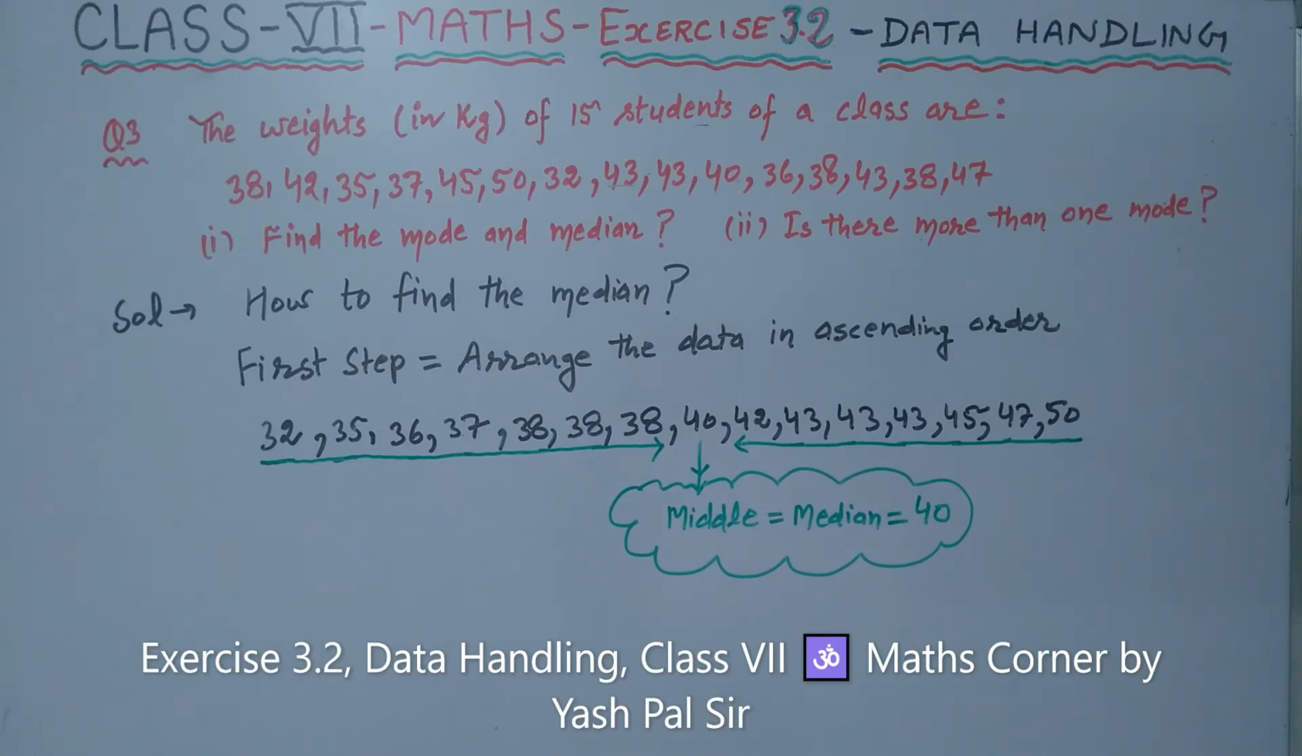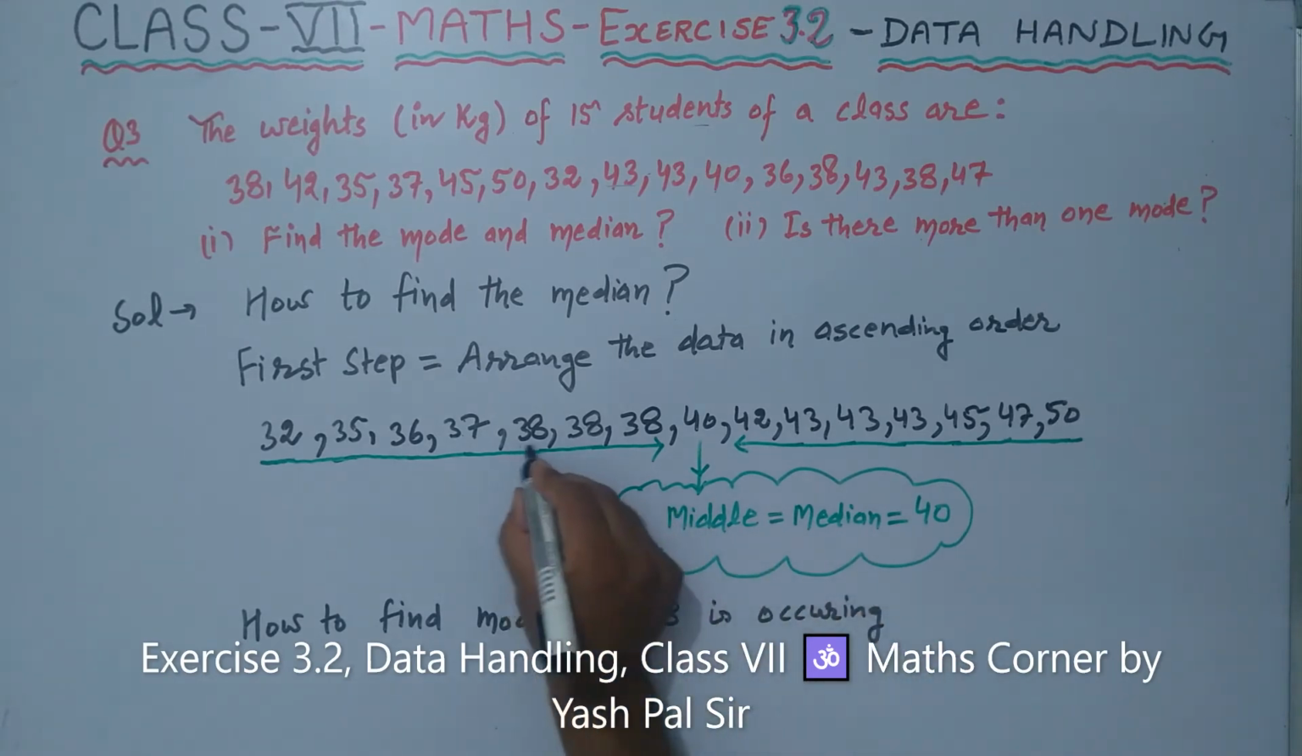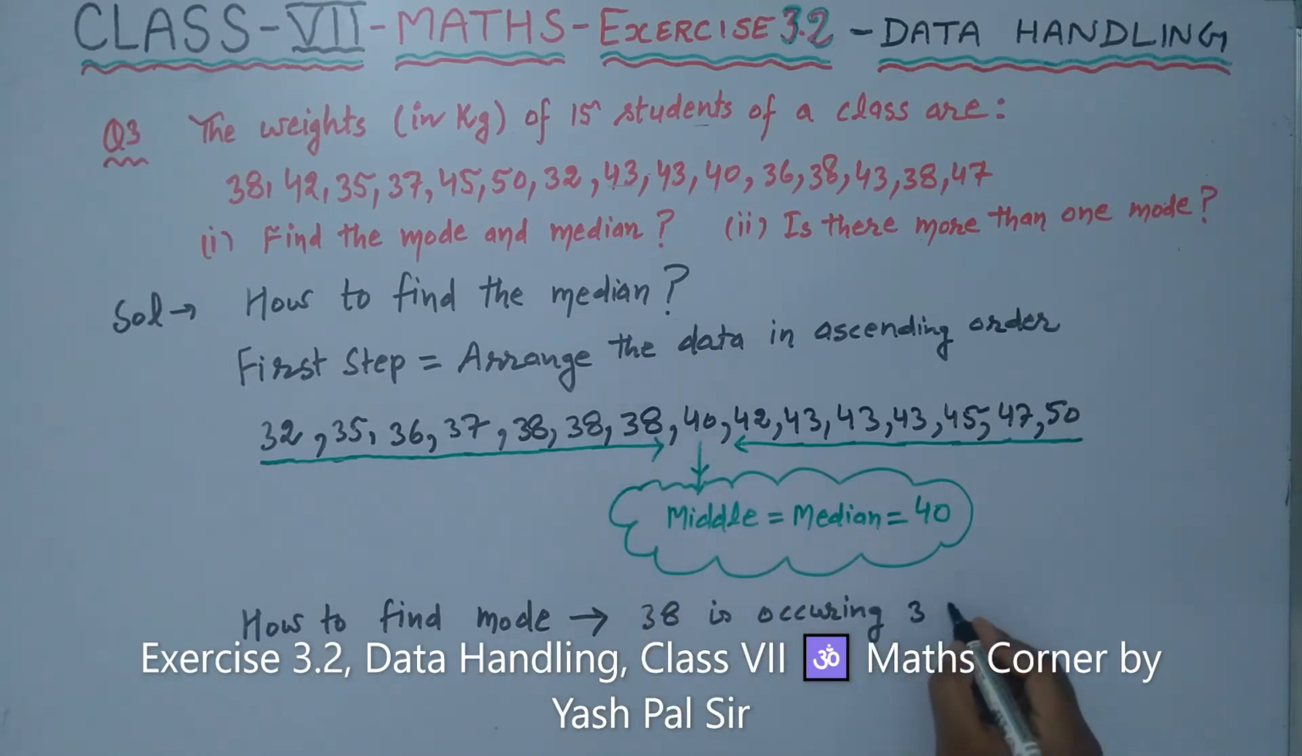Okay, what is the next part? Next part is how to find mode. Mode means the most repeated, most frequently occurring observation. So here 38 is occurring mostly, that is 3 times.